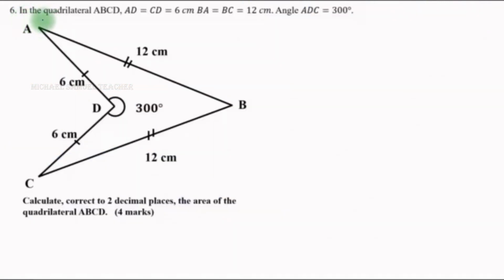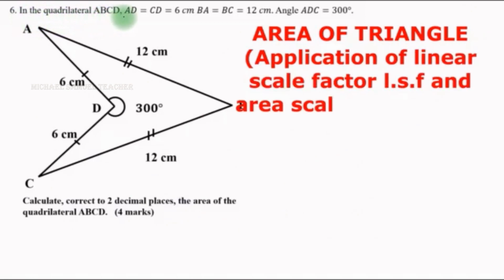Question 6. In the quadrilateral ABCD, AD is equal to CD, which is equal to 6 centimeters. Then BA is equal to BC, which is 12 centimeters. And angle ADC, that is the reflex angle, is equal to 300 degrees. So calculate, correct to two decimal places, the area of the quadrilateral ABCD.